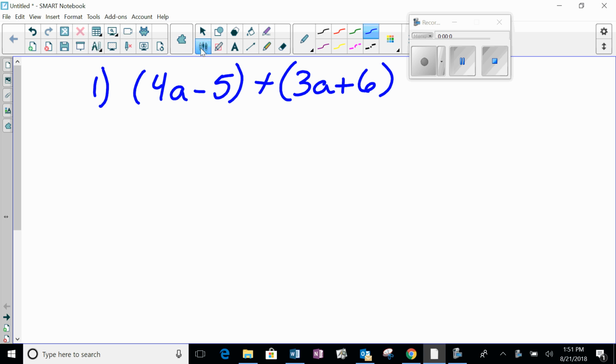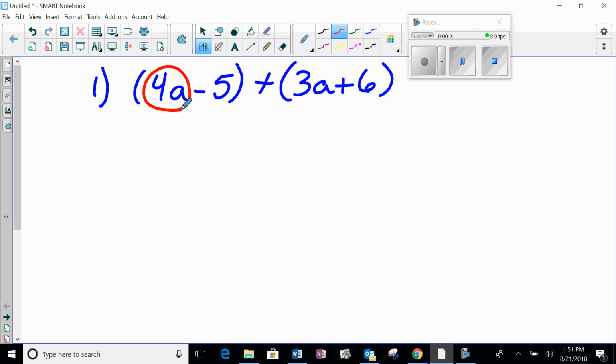So for this problem, we are adding the two polynomials together. So we have 4a minus 5 plus 3a plus 6. The parentheses in this problem are not necessary because it's all addition, so we don't really even need that. We're just combining like terms.